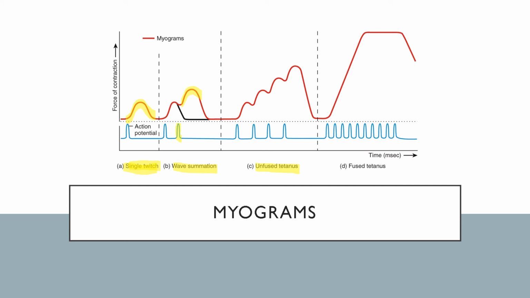Unfused tetanus produces this jagged curve. You can see here we have slight relaxations between contractions, or partial relaxations, we could say. And these are partial relaxations between stimuli. Then we get fused tetanus, and again, this is where we get like 80 to 100 stimuli per second. We can see this myogram line is very steady and sustained. No partial relaxation.